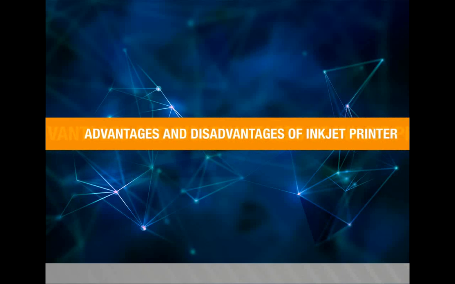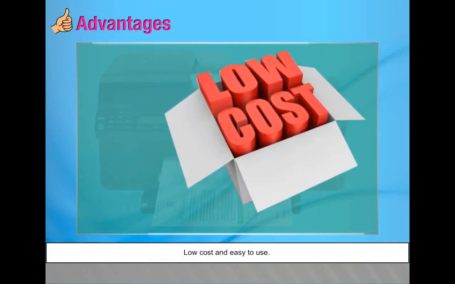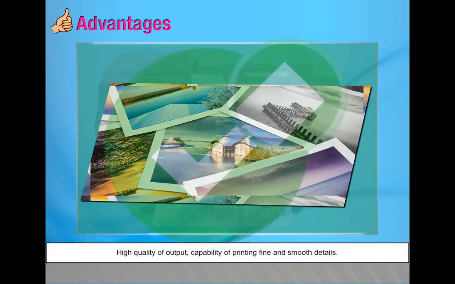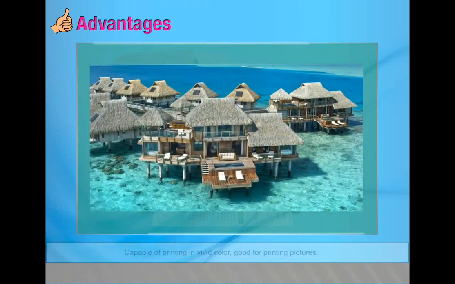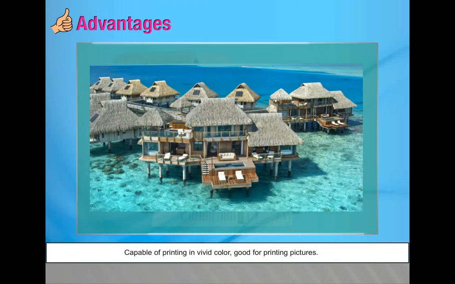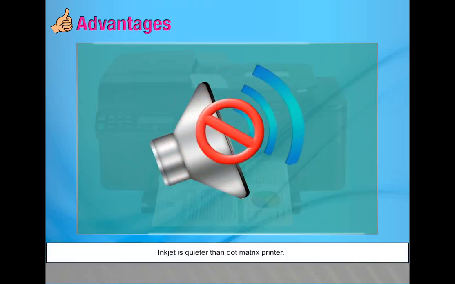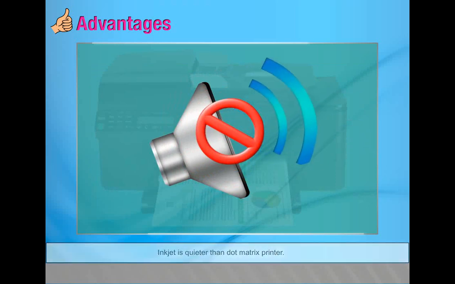Advantages and disadvantages of inkjet printer. In this video, we are going to learn about advantages and disadvantages of inkjet printer. Advantages of inkjet printer: low cost and easy to use, high quality of output, capability of printing fine and smooth details, capable of printing in vivid color, good for printing pictures. Inkjet is quieter than dot matrix printer.